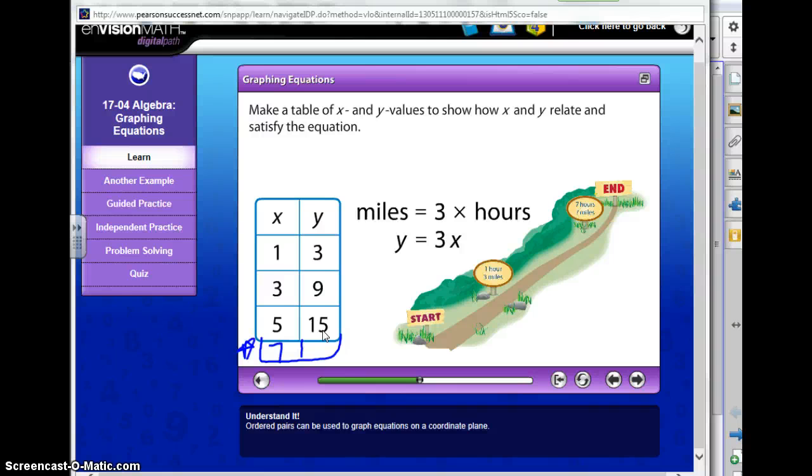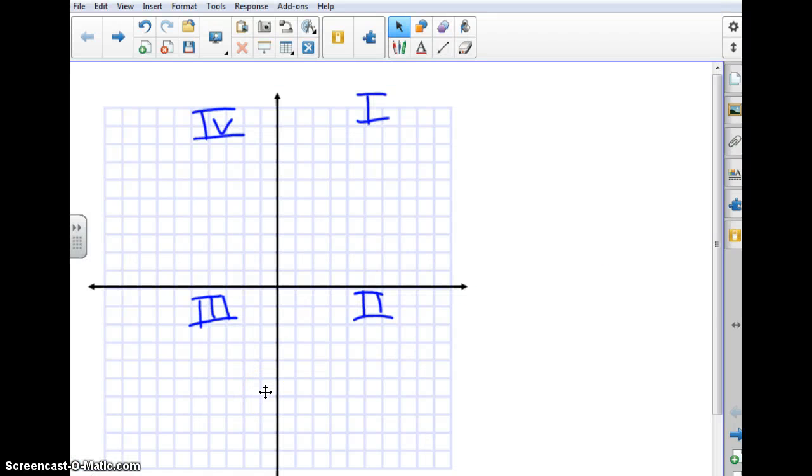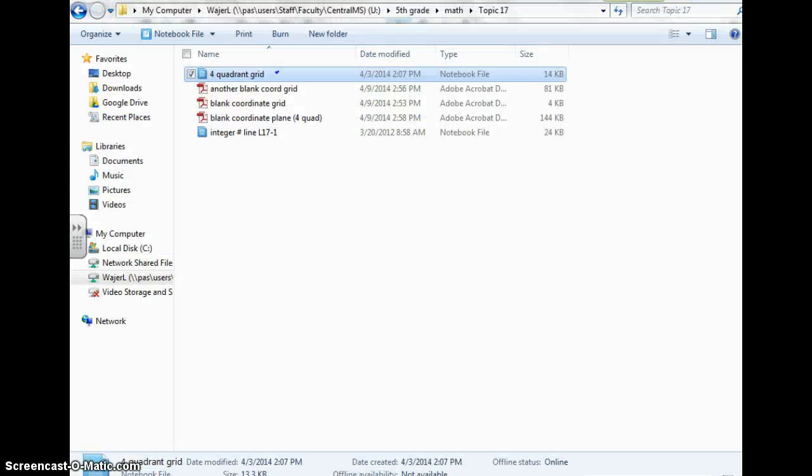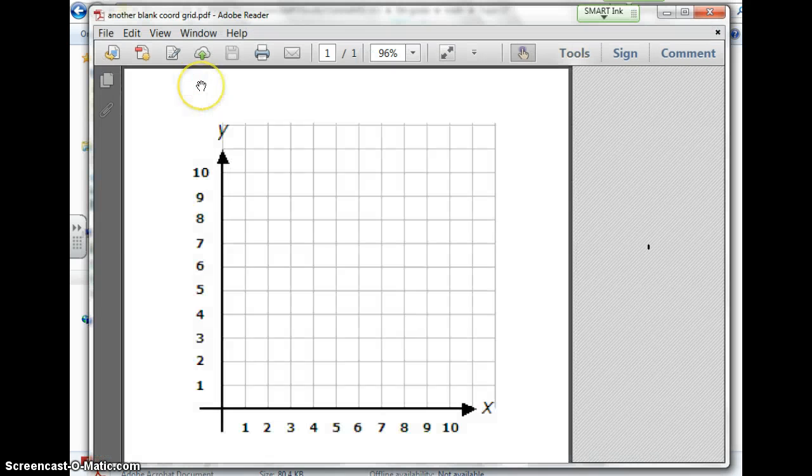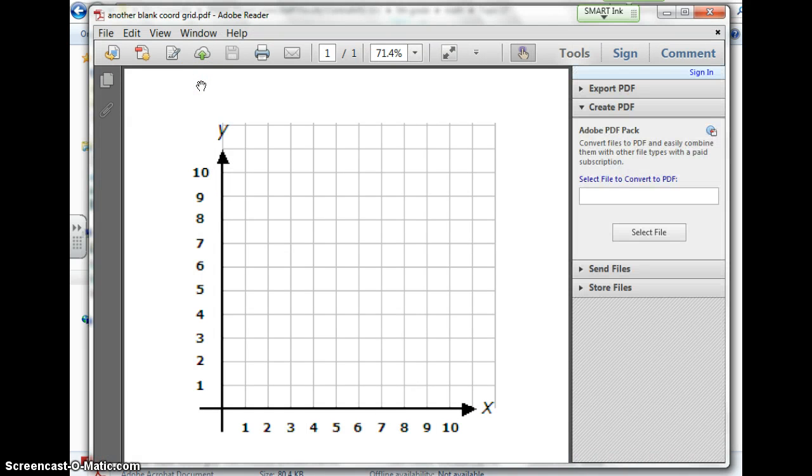Do you guys see a rule from x to y? What's the rule? Darius says the rule is multiply by 3. So what would our y be if our x is 7? 21. Now we can actually take all of these numbers and we can plot them on one of these. Yeah, we can do that. But today we might want to make one that looks a little more like this because I don't think we're going to have any positives or negatives today.